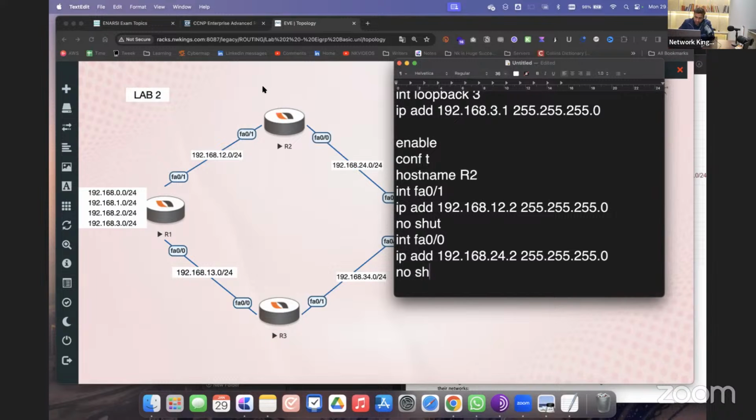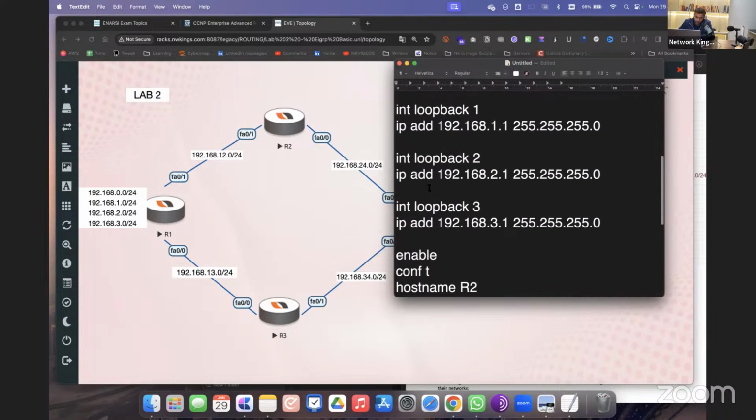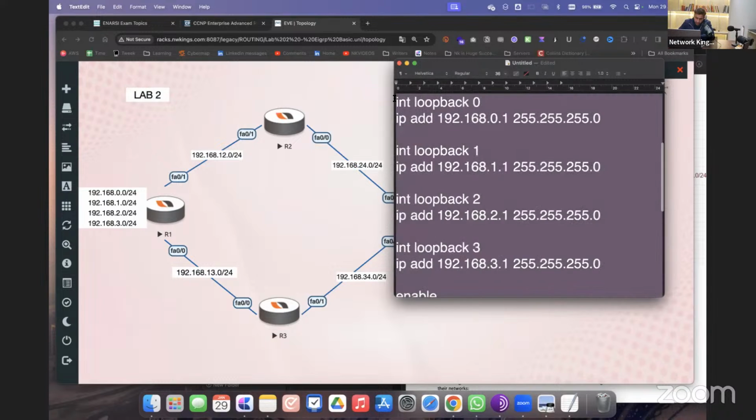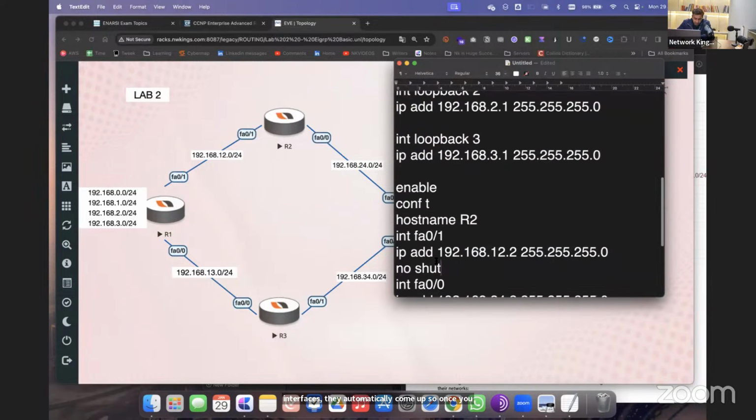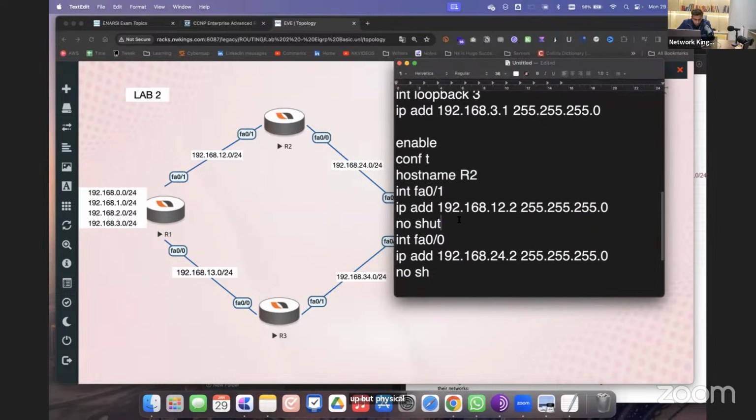Okay, so loopbacks do not require no shutdown. Loopbacks are virtual interfaces, so once you create a loopback, you do not have to give the no shutdown command. They automatically come up. But physical interfaces are down by default, so you have to give no shutdown to bring up the physical interface.